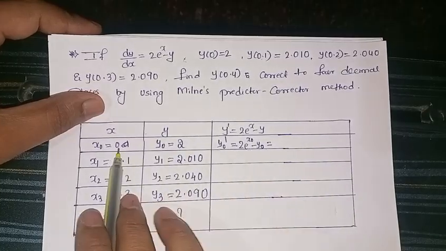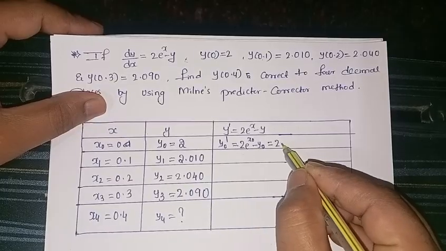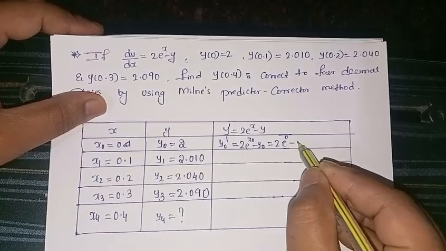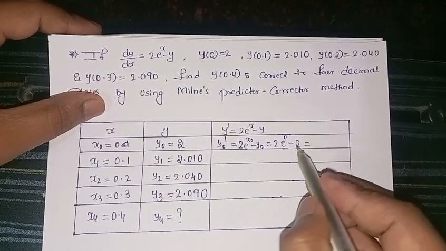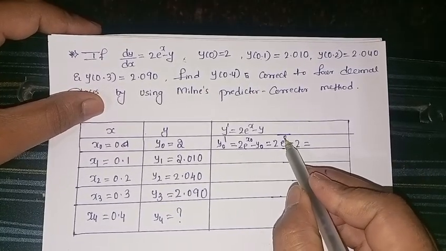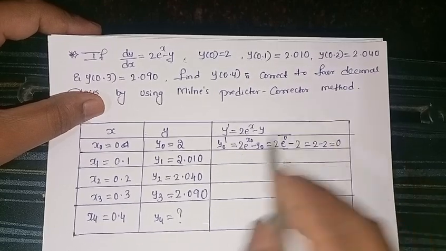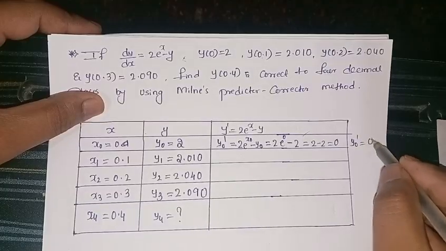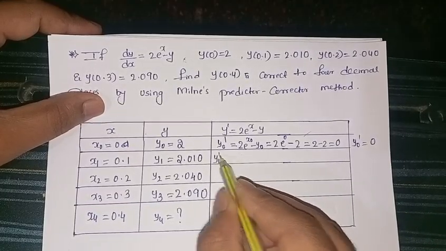Replacing with the values, 2 into e power x0, where x0 is 0, minus y0, where y0 is 2. E power 0 means 1, so 1 into 2 is 2, and 2 minus 2 is 0. Therefore our y0 dash value is 0.